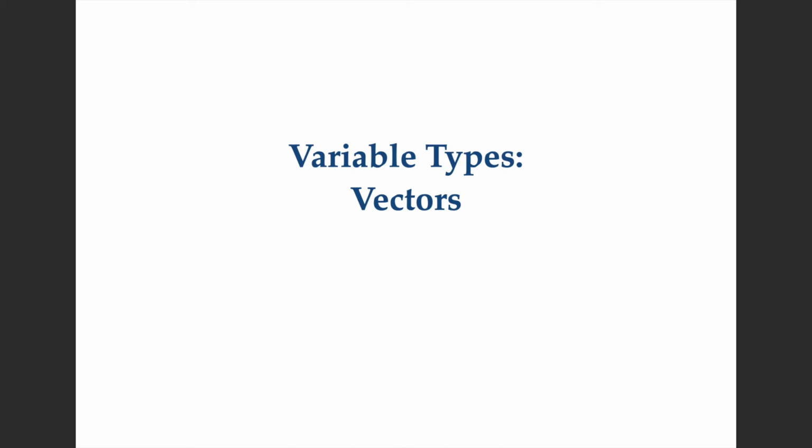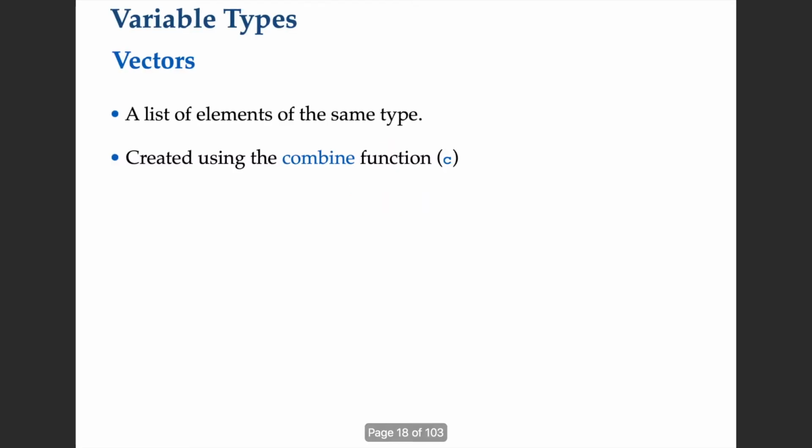Okay, now we're going to go through a series of variable types in R. The first one are vectors. What a vector is, it's a list of elements of the same type. And you can make vectors in a whole range of different ways. So we're going to go through all these different ways, and hopefully that'll make sense to you.